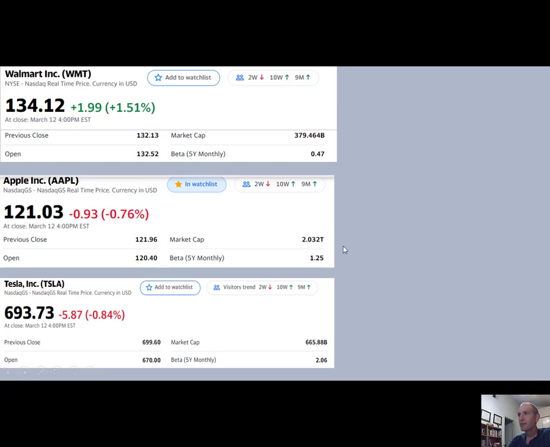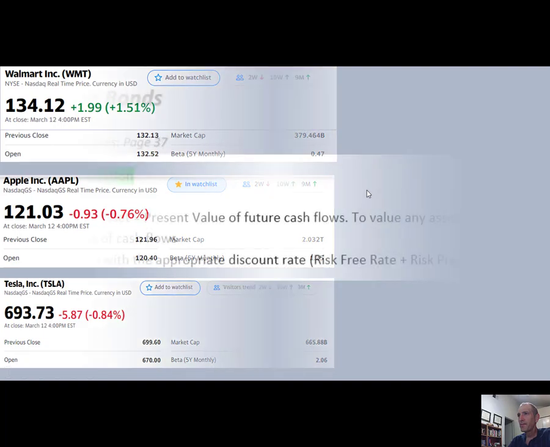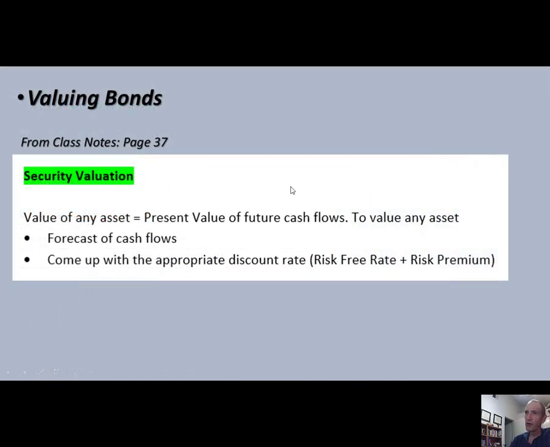So I'm giving you 3 examples here. I would probably use 0.6 or 0.7 for Walmart, but that makes sense. I would probably use about a 1.2, 1.3 for Apple. I might use 1.5 or so for Tesla, but these are not radically off. These look pretty reasonable. So where do we go from here? We're going to start valuing securities. We'll start with bonds and then move to stocks. So we'll be coming back to this beta in a little bit more detail. But from here, we're just going to start with asset valuation.